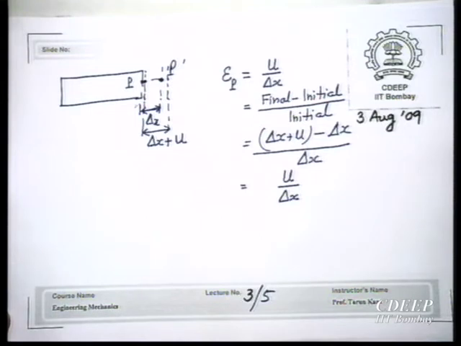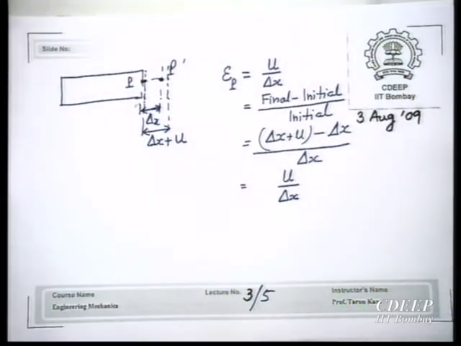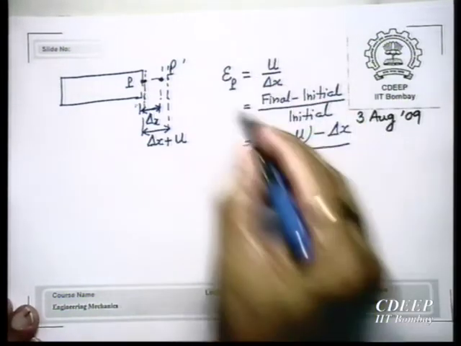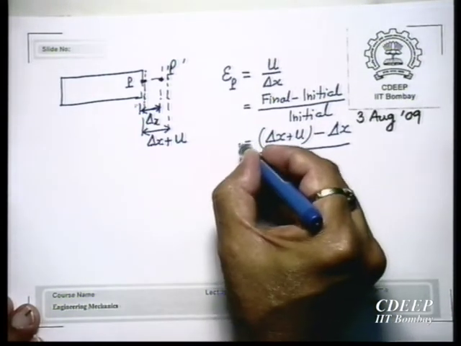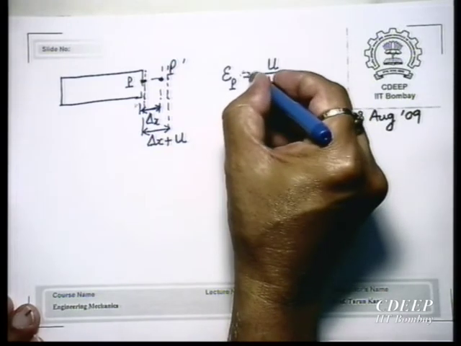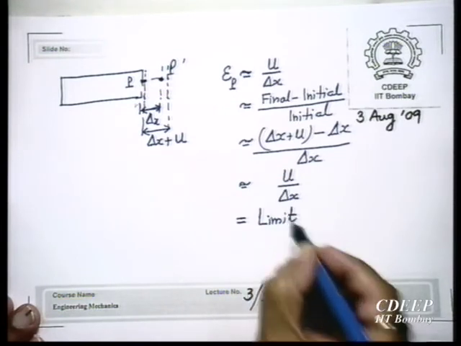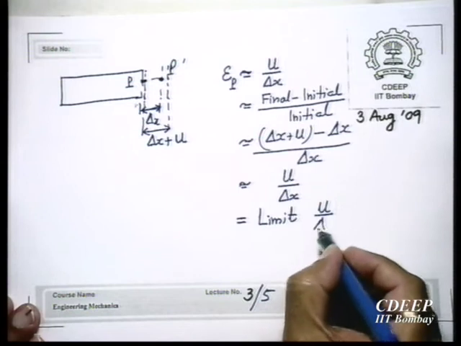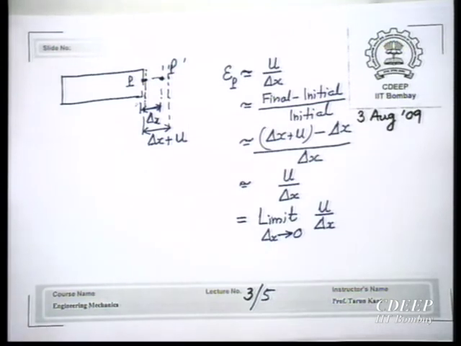But to be mathematically correct, any differential calculus is always defined at a point P. How do you define P? When P and P dash come closer to each other, delta x becomes very small. So, truly, strain at point P will be defined as, because these will all be approximate, you have to take the limit of u divided by delta x as delta x tends to 0. So, this will be the correct definition.